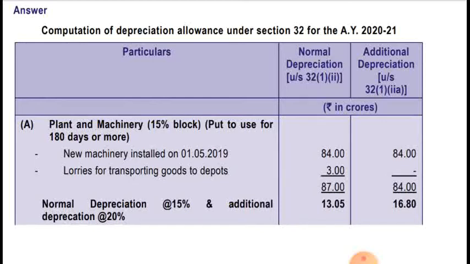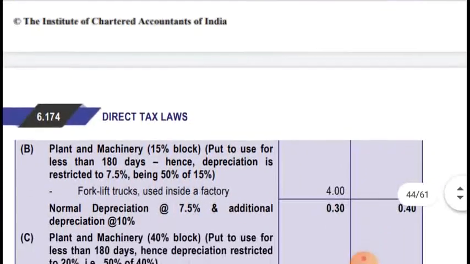So normal depreciation will be charged on 87 lakhs, and additional depreciation will be charged on 84 lakhs. Normal depreciation will be 15%, additional depreciation will be 20%. On 87 lakhs, 15% comes to 13.05, and on 84 lakhs, if we charge 20% depreciation, it comes to 16.8 lakhs.